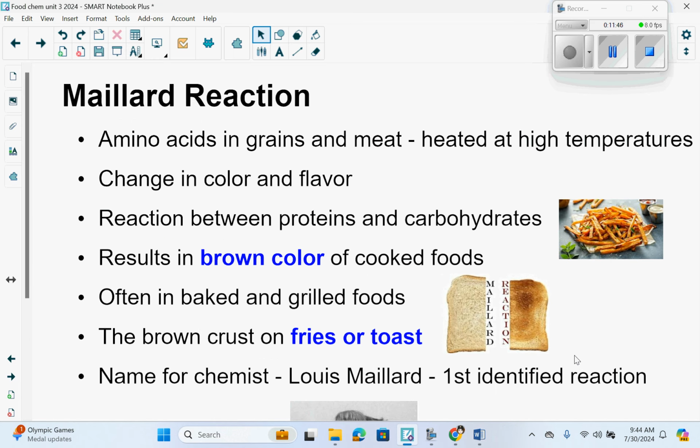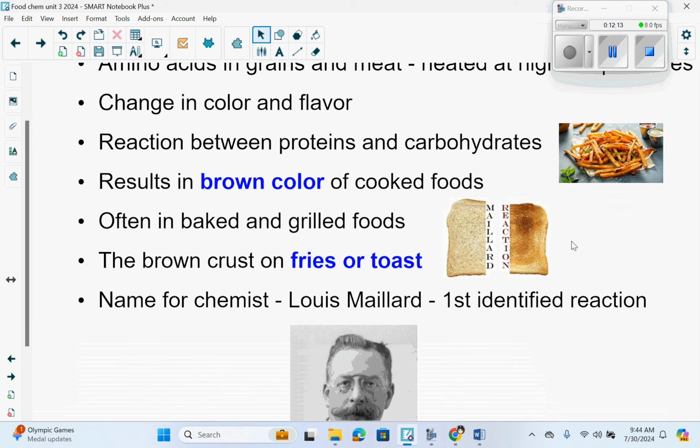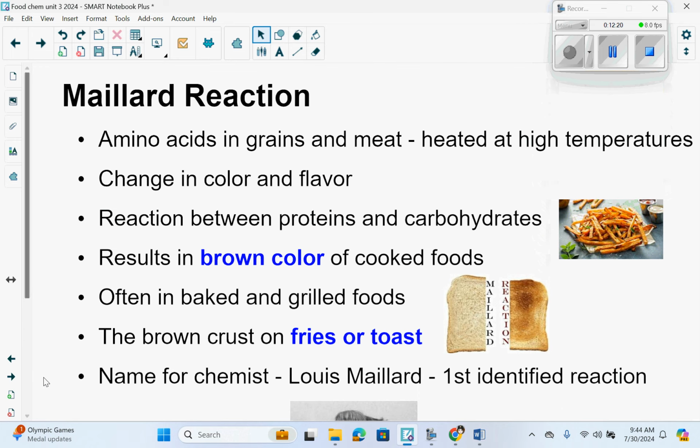The Maillard reaction. Amino acids in grains and meats are heated at high temperatures. There's a change in color and flavor. There's a reaction between proteins and carbohydrates. This results in the brown color of cooked foods, right? Like on your French fries or on toast. It's often in baked and grilled foods. It's the brown crust again on fries or toast. This is named for the chemist Louis Maillard, who first identified this reaction. It's this browning, right?